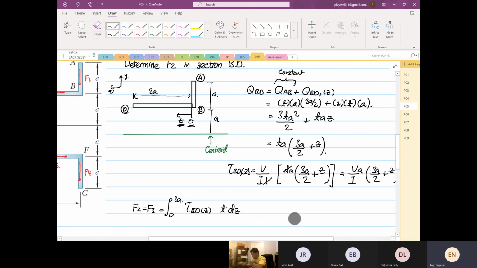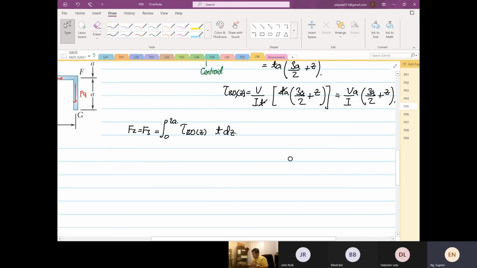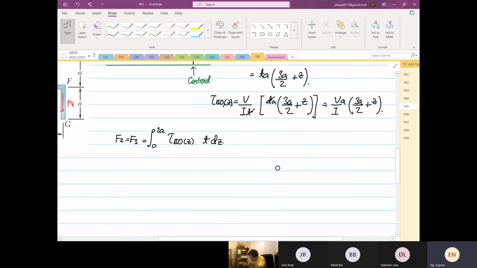Okay, so now again it's just really simple integration. So this will be equal to V over I. I'm going to take out V over I. I'm going to bring A out also and the T out. Right, then we integrate 0 to 2a.